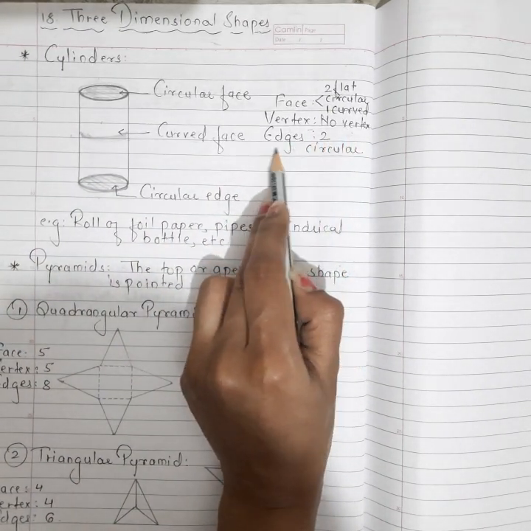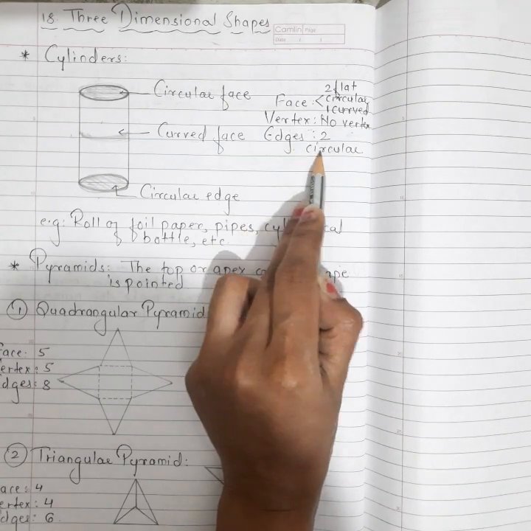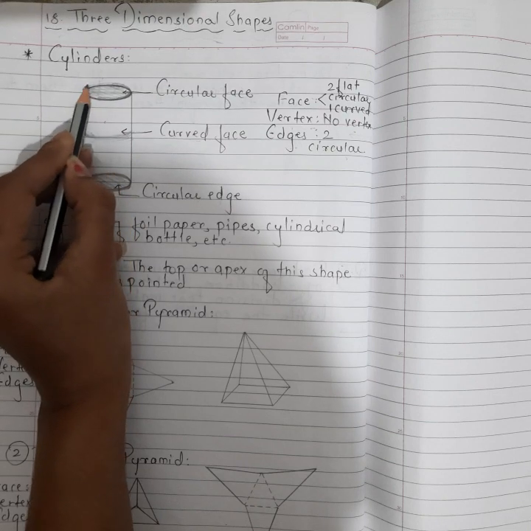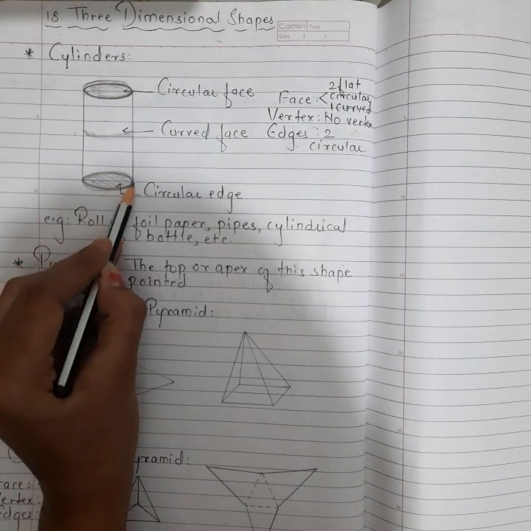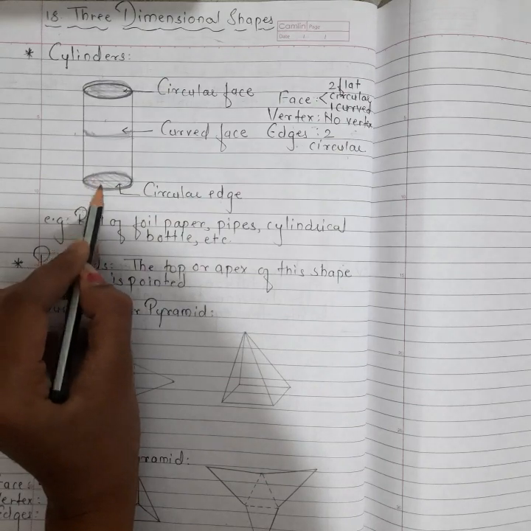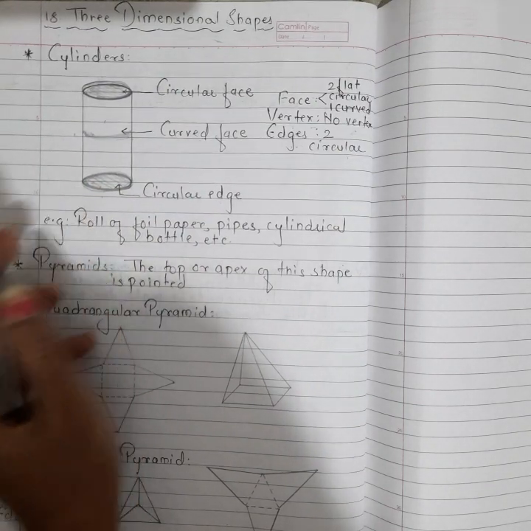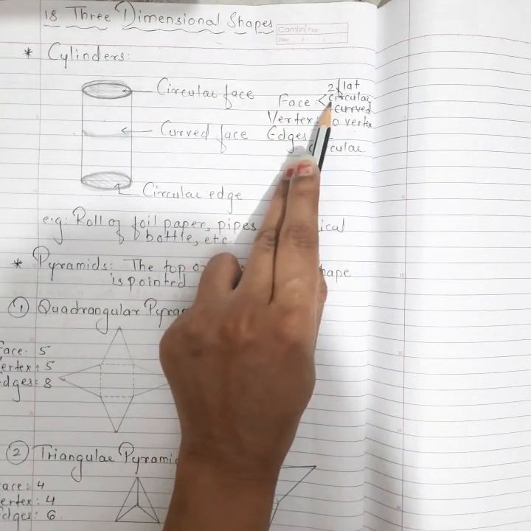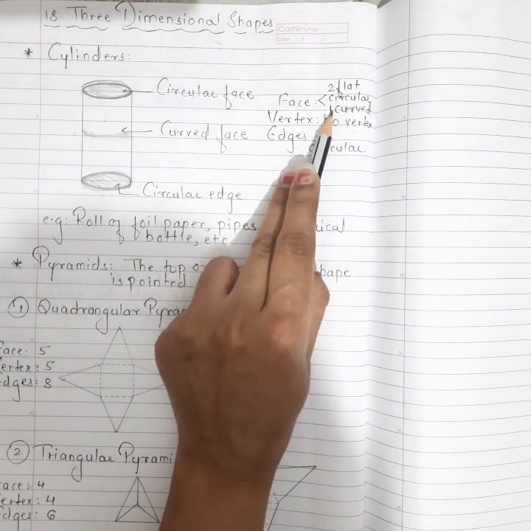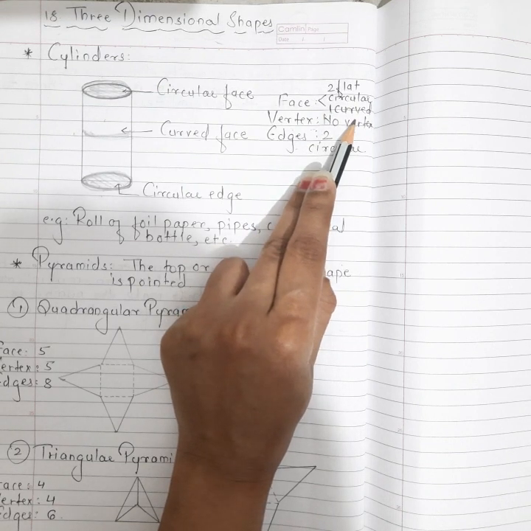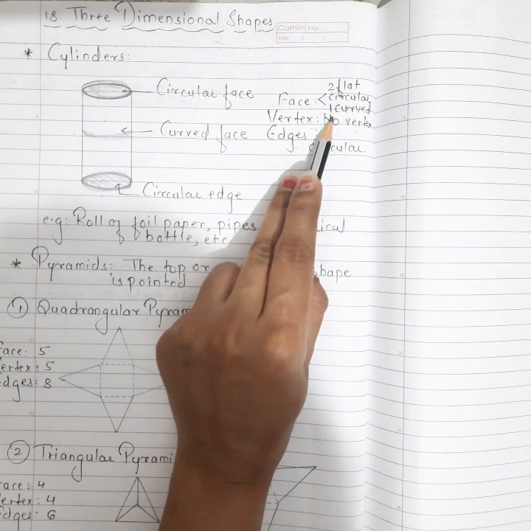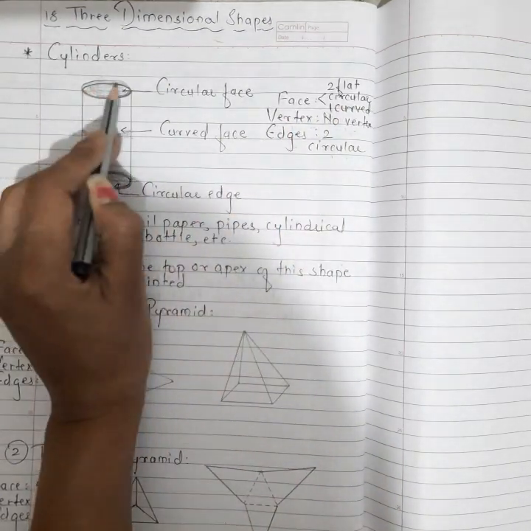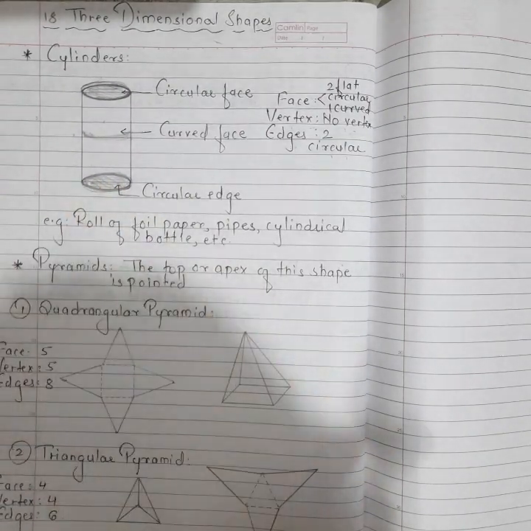Now edges. Cylinders have two circular edges. This is the top circular edge and this is the bottom circular edge. Understood? So a cylinder has two flat circular faces and one curved face, and it has no vertex and it has two circular edges, that is on the top and on the bottom.